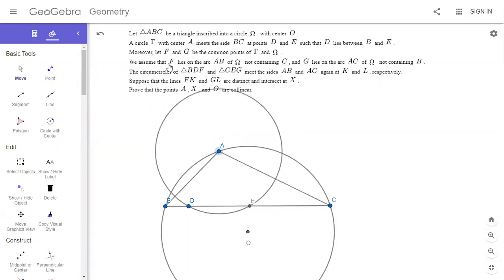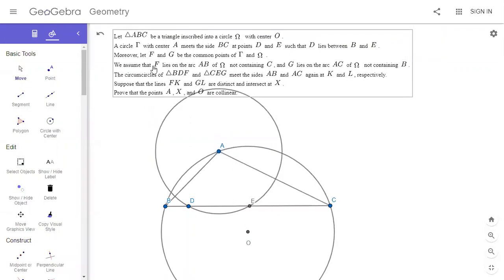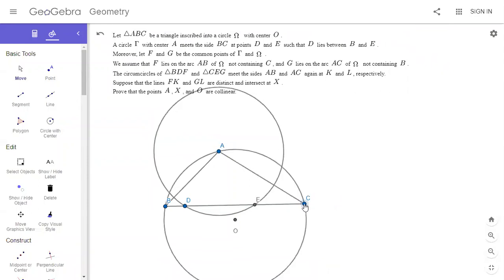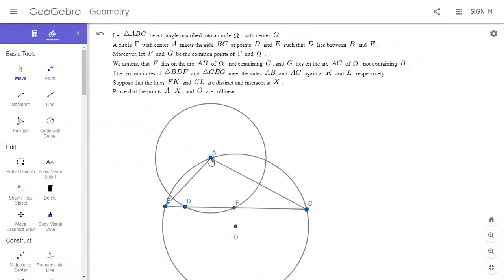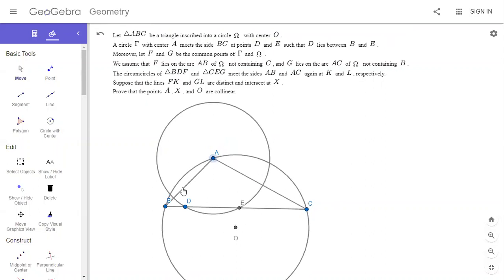So yeah, it's a big problem statement, but I'm telling you the diagram is not as complicated as the statement makes it look. So I'm just going to draw it like that. F and G are the two points of intersection of the circles. And this just says F lies on arc AB and G lies on arc AC, which we know.